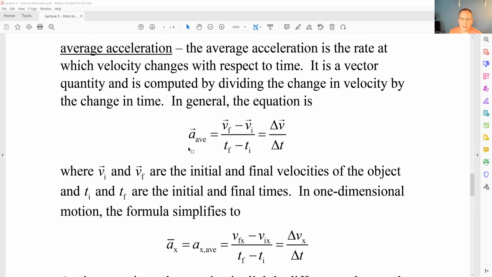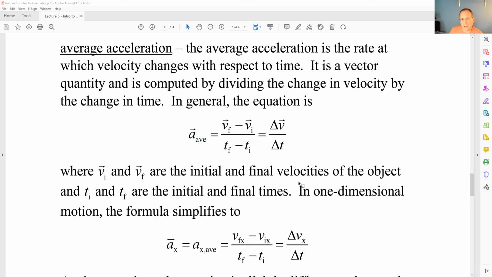So in general, the equation is this. So it's a vector, right? The average acceleration vector is equal to the final velocity, which is a vector, minus the initial velocity, which we can write as the change in velocity, delta V, over the final time minus the initial time, which I can write as delta T. So it's a change in velocity over change in time. And again, the direction of the average acceleration is given by the direction of the change in velocity, since this is the vector. Delta T is not a vector, it's just a scalar. So this is the vector. This gives you the information about the direction, the change in velocity. So that will be the same direction as your acceleration.